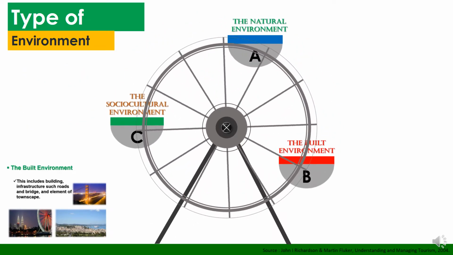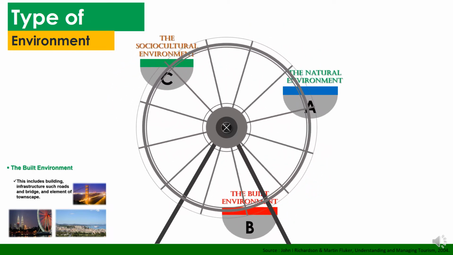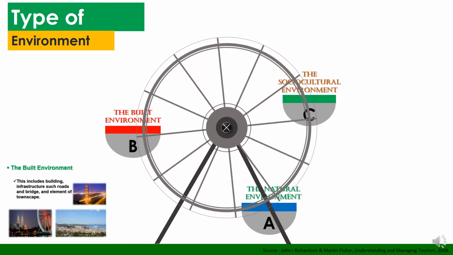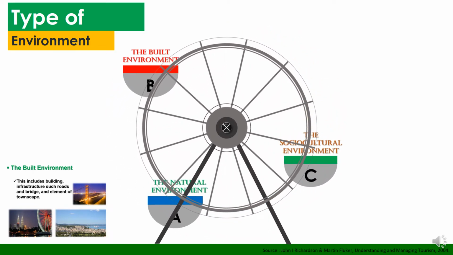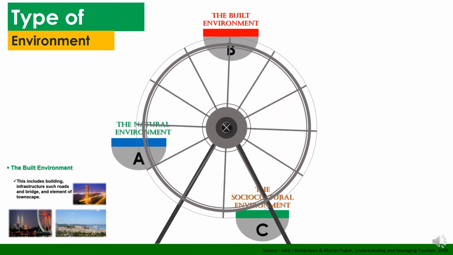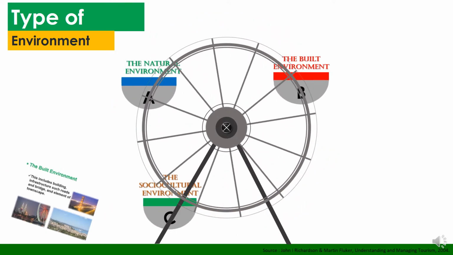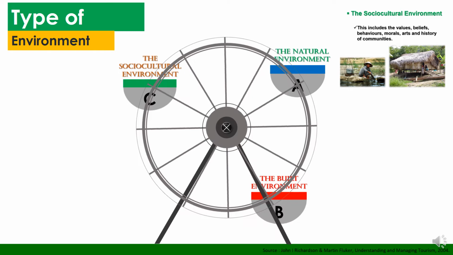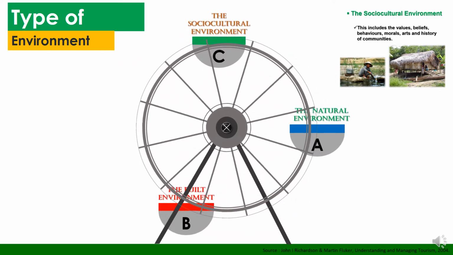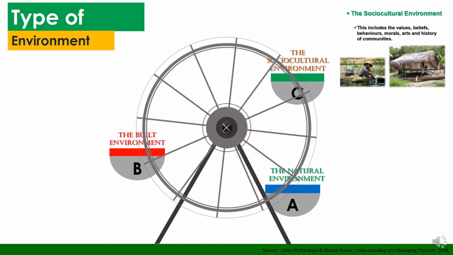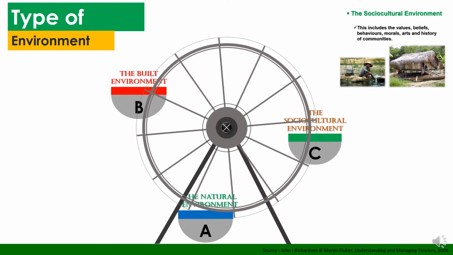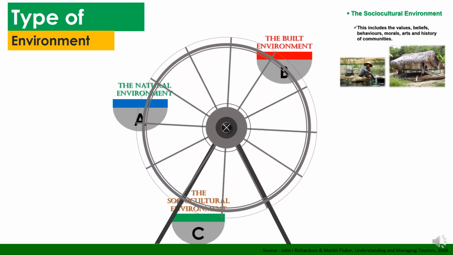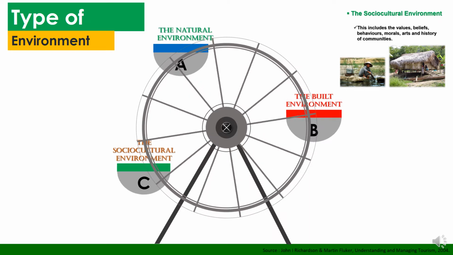Next is the built environment. This includes building, infrastructure such as roads and bridge, and element of townscape. Or we can say that the built environment is the man-made environment. Okay, lastly is the socio-cultural environment. This includes the values, belief, behaviors, morals, arts, and history of communities. As you can see in the picture, it shows the social culture of people in their place.